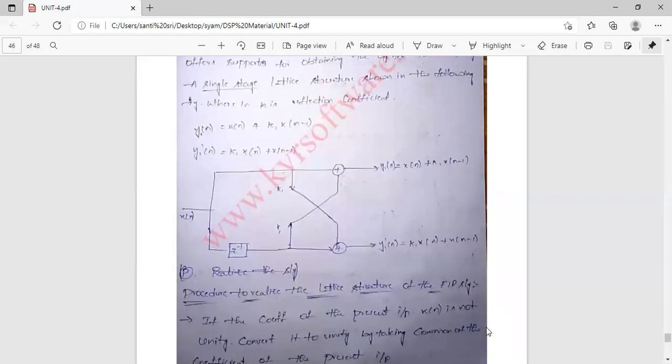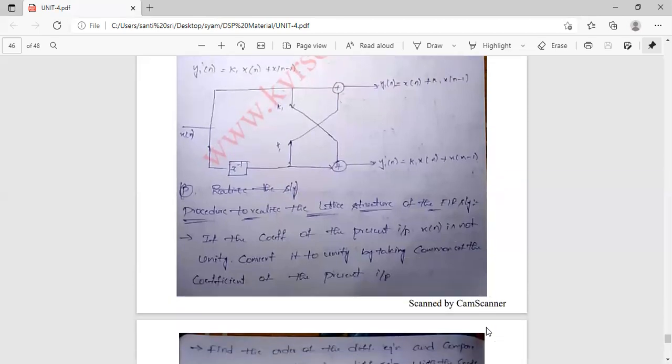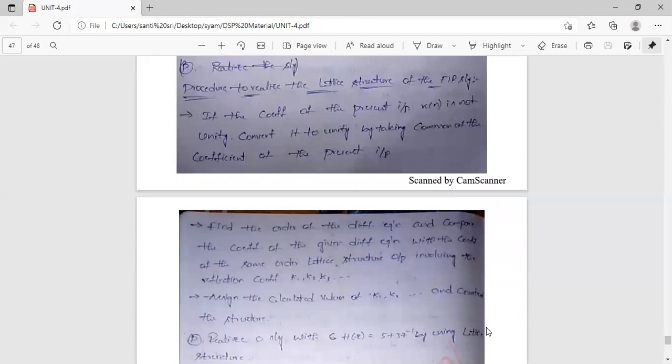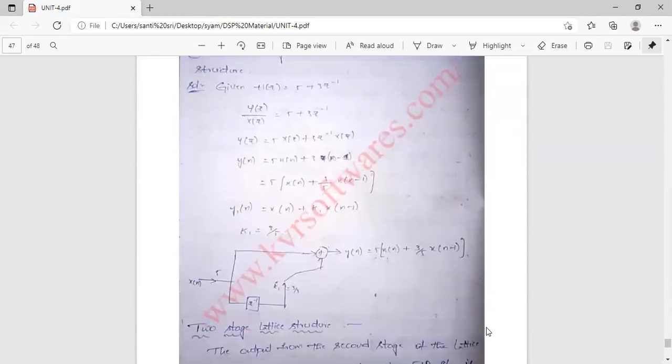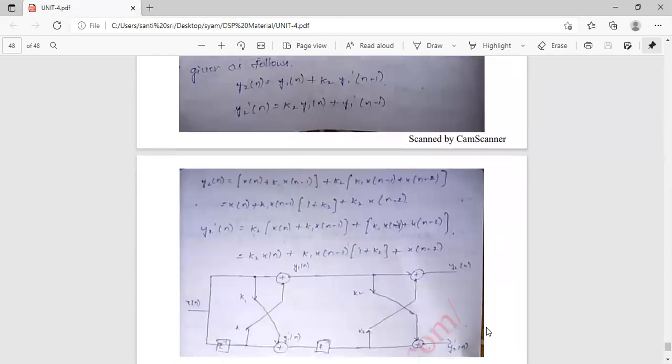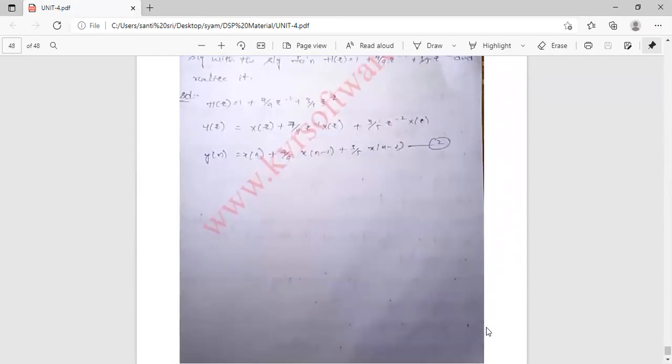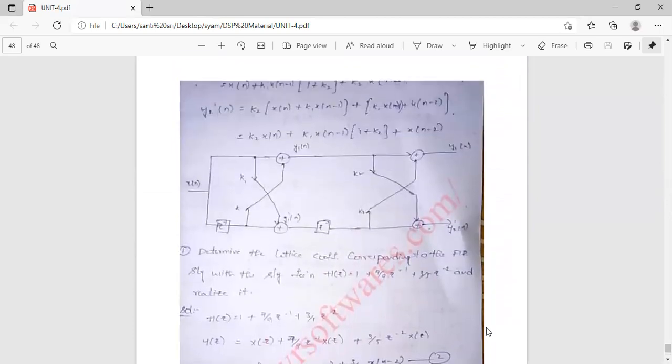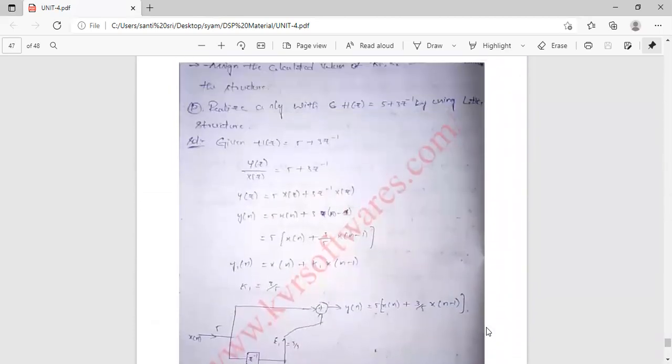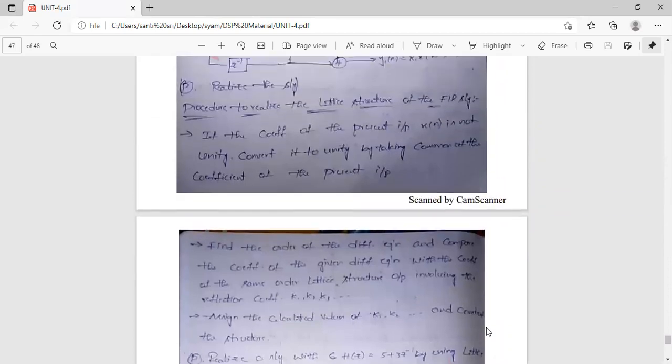Then the procedure to realize the lattice structure of the FIR system is like this. See the procedure. If the coefficient of the present input x(n) is not unity, convert it to unity by taking common the coefficient of the present input. So first of all, we have to make sure the coefficient of the present input is unity.